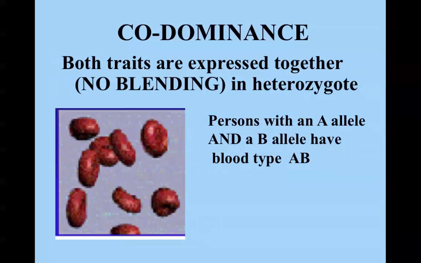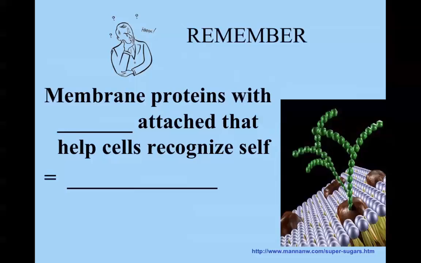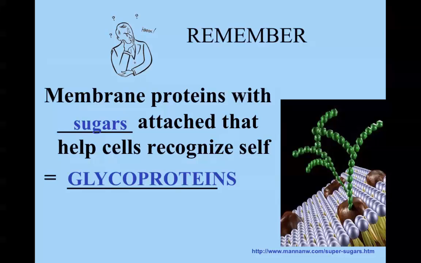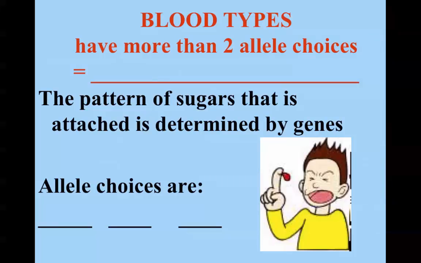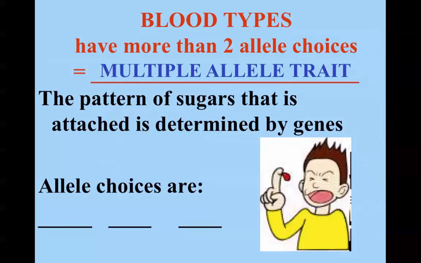We also see codominance in our red blood cells. So if you look at a red blood cell, if you remember, all of our cell membranes have glycoproteins on the outside of them. And these glycoproteins help recognize self. Blood types have more than two allele choices, making them a multiple allele trait. So the pattern of sugars that is attached is determined by genes, and we have our different allele choices, like we said before, A, B, and the O phenotype.